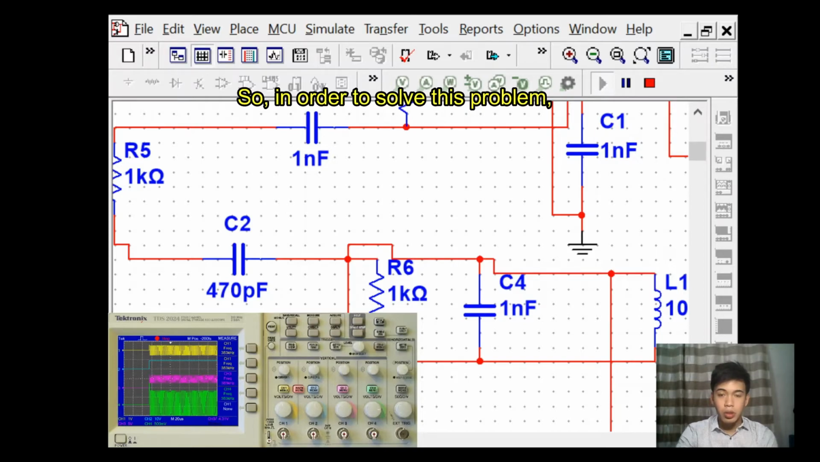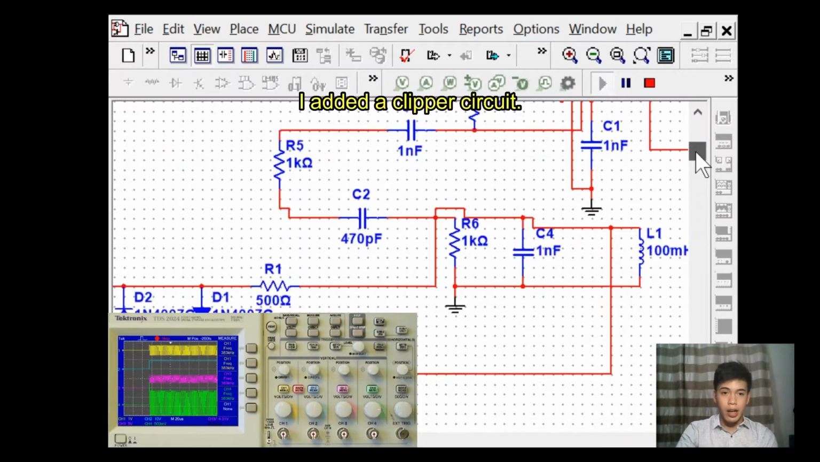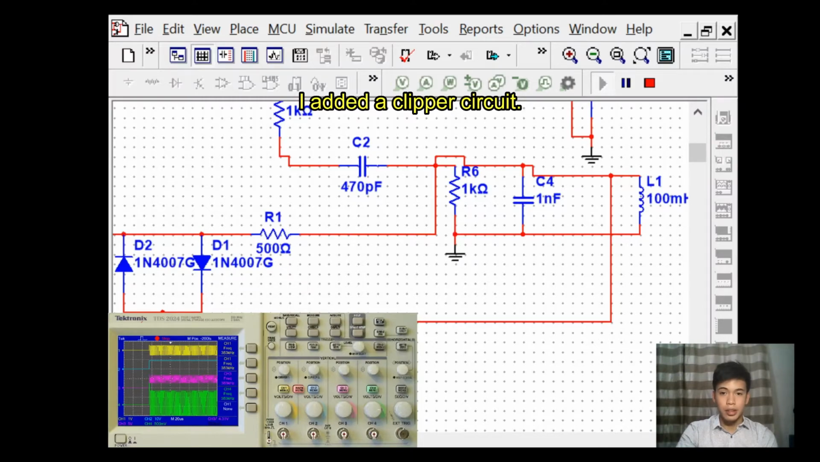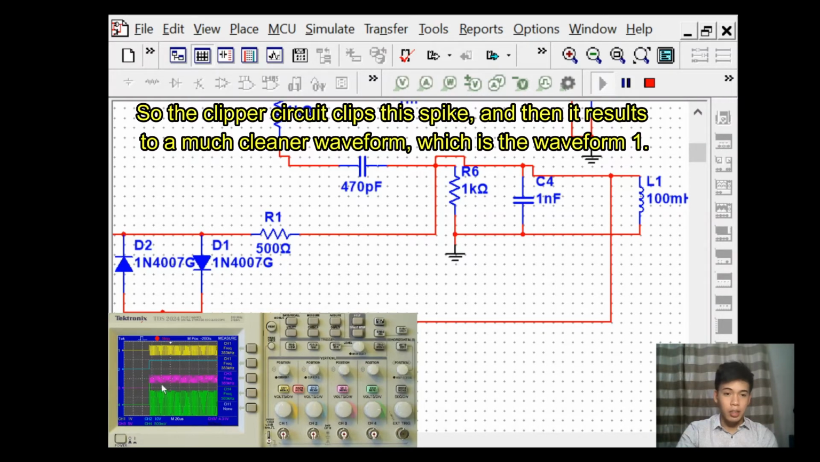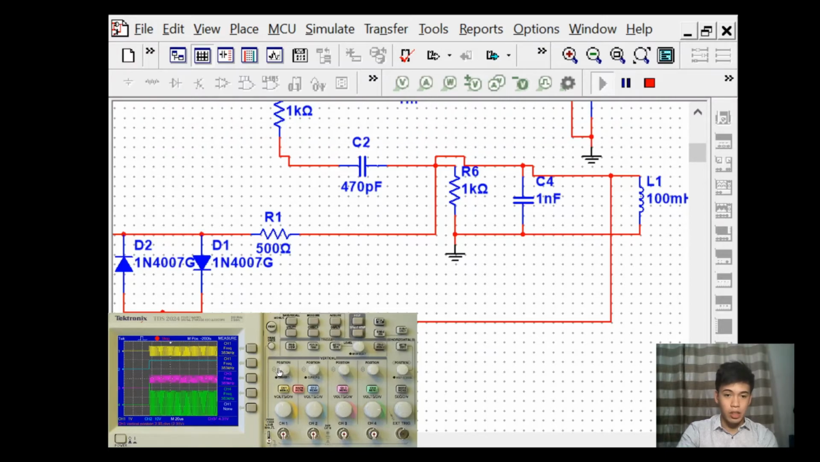In order to address this problem, I added a clipper circuit. The clipper circuit clips this spike, and it results in a much cleaner waveform, which is waveform 1. It's here.